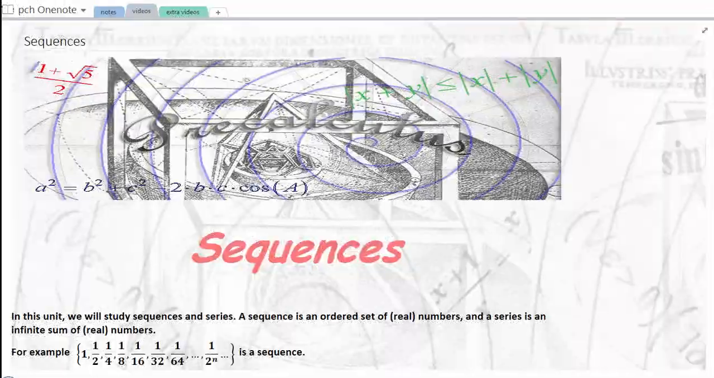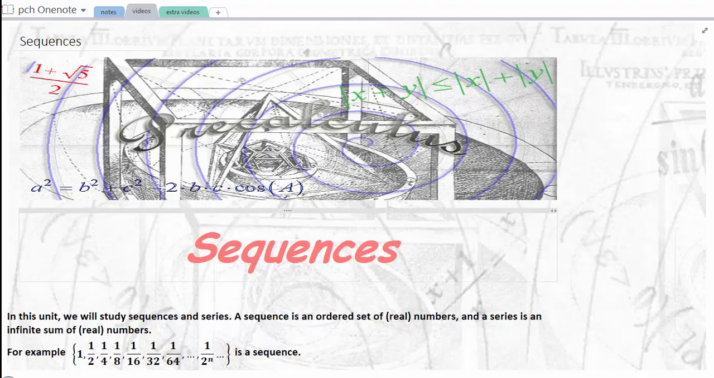We are now beginning Unit 5 about sequences and series. The first lecture focuses on sequences. Let's begin by going over an intuitive understanding of sequence and series.